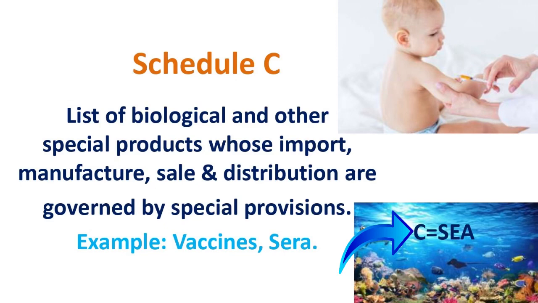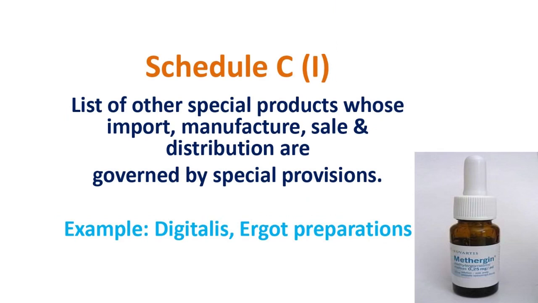Schedule C1. It consists of list of other special products whose import, manufacture, sale and distribution are governed by special provisions. These two are similar. Schedule C is about list of biological and other special products and Schedule C1 is about list of other special products. Examples are digitalis and ergot preparations.